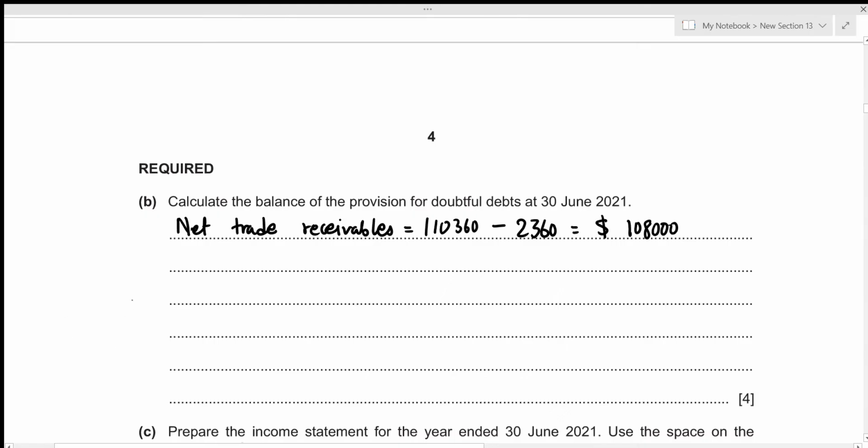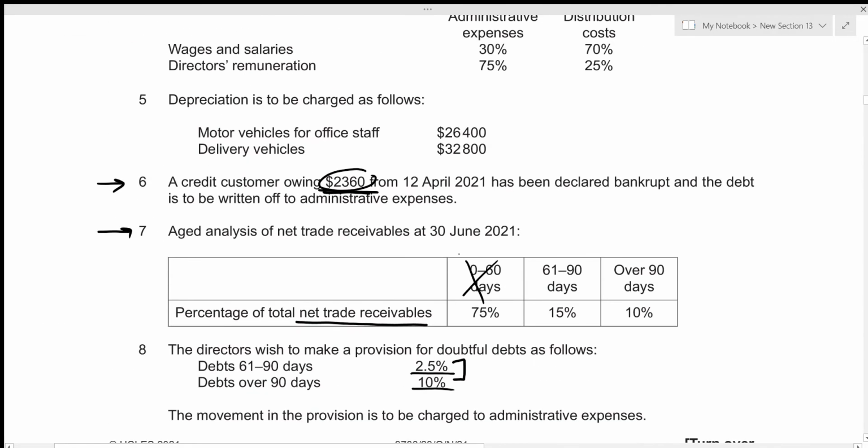All right, so I'm just going to write it down in table format. So we have debt days. We can completely ignore 0 to 60 days because we are not allocating any provision for doubtful debts relating to that particular time frame. So we have 61 to 90 days and we have over 90 days. Then we'll figure out the net trade receivables. Let's have a look at the rate. For 61 to 90 days, we will be allocating 15% of the trade receivables, whereas for over 90 days, we will be allocating 10% of the trade receivables.